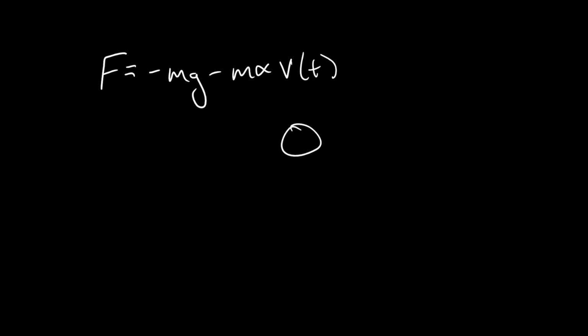So let me write down this equation again. Minus mg minus m alpha v of t. So we made an assumption here. And that assumption is that the air is always not moving. So if I'm throwing a ball, or say I'm dropping a ball, what I'm saying is that the air that's acting on this is never moving. That's the assumption that I made.